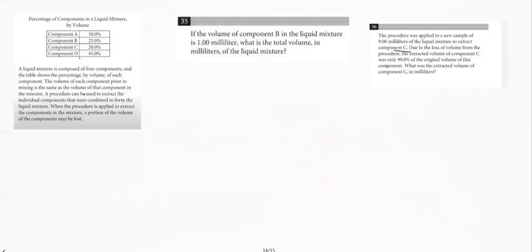Percentage of components in the mixture. This is a tricky question. It says a procedure can be used to separate the individual components that were combined to form a liquid. If the volume of component B, which is 25% in the liquid mixture, is 1 milliliter, then 25% is equivalent to 1.